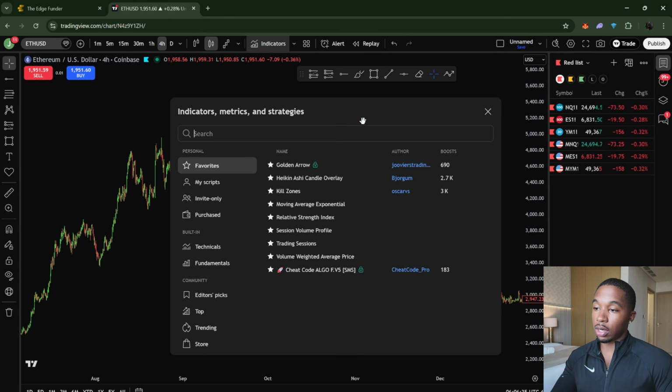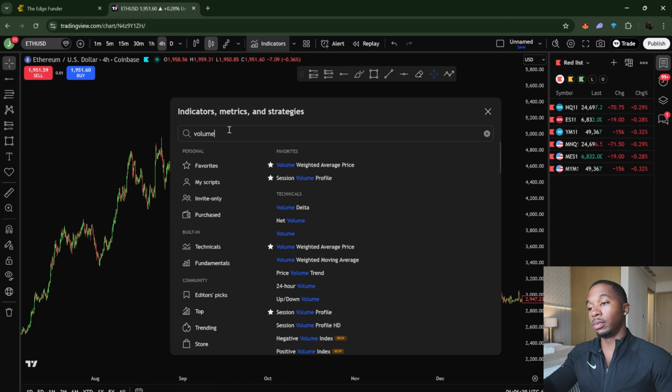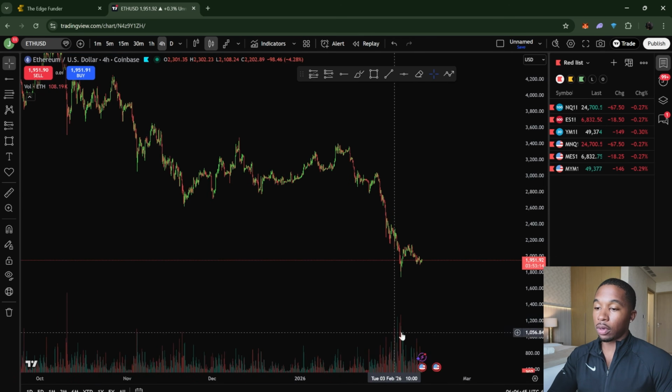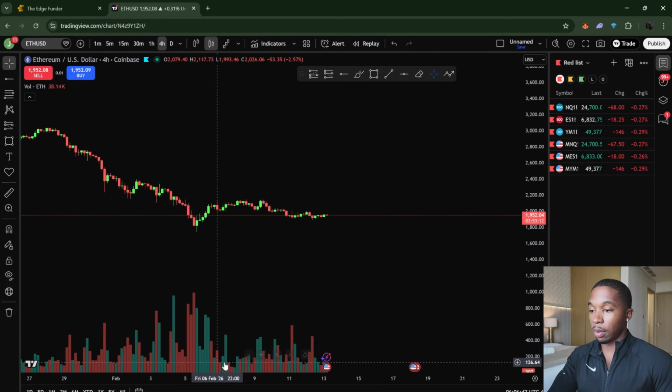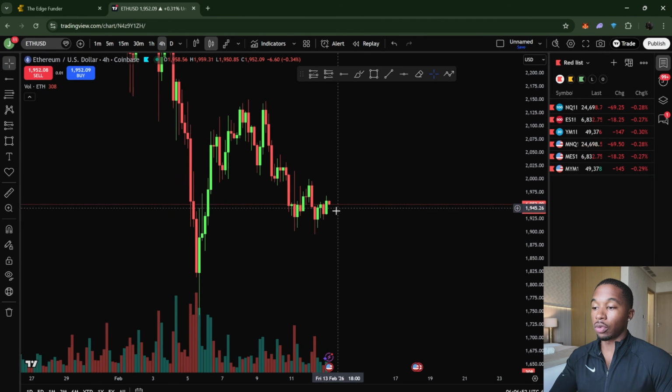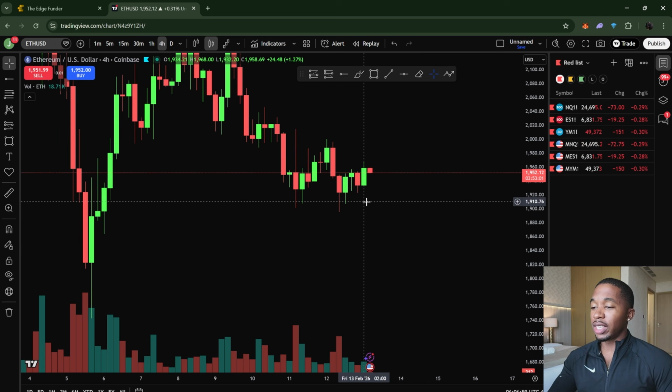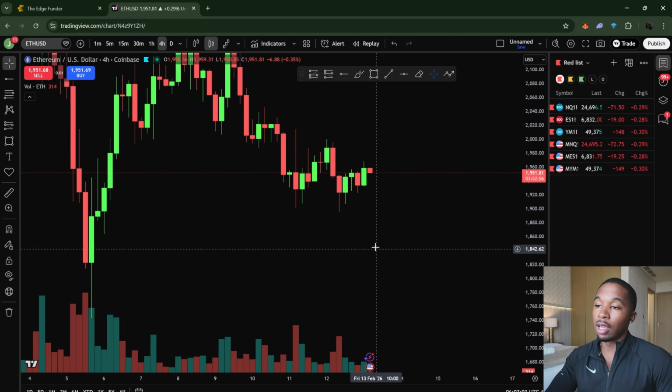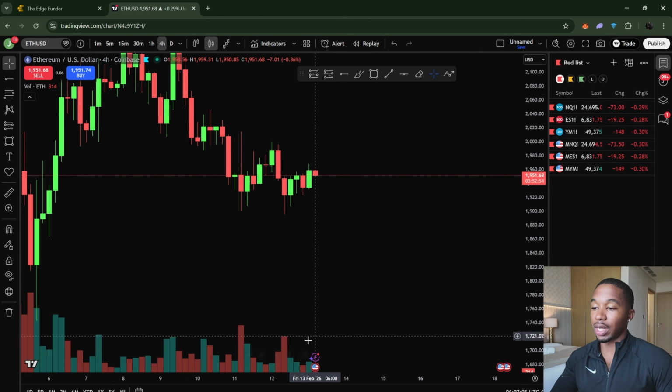Now there's a whole bunch of other indicators here. We have a volume indicator. So if we just go to volume right here, we type in volume, press volume, you'll see it'll pop up on your charts below here, a bunch of different graphs. Some are red, some are green. Simply what that is telling you is how much volume, how many people are actually buying versus how many people are actually selling at that time.